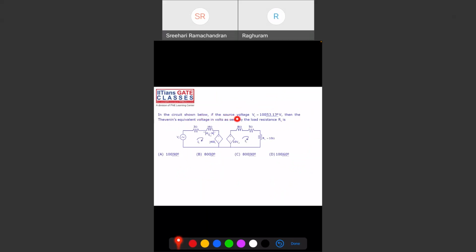The circuit shown below, the source voltage VS is given as 100 at angle 53.13. Then the Thevenin's equivalent voltage in volts as seen by the load resistance. So you need the voltage here as seen by this load resistance. These are all dependent voltage sources. This is a current dependent voltage source and this is a voltage dependent voltage source. So this value is 100 at an angle 53.13.